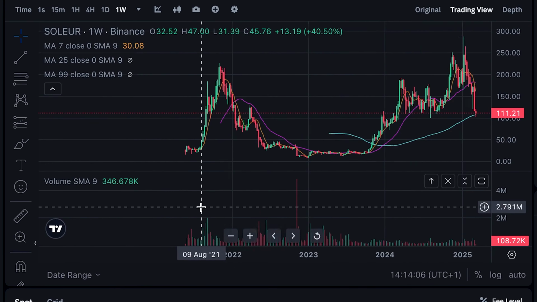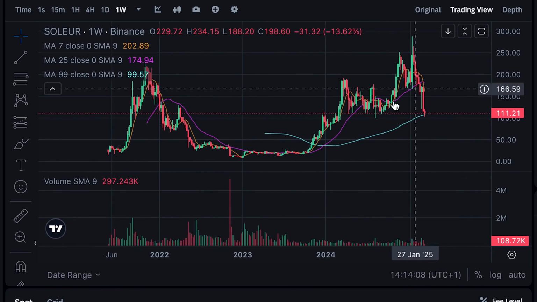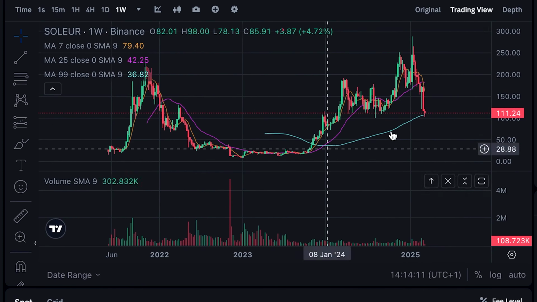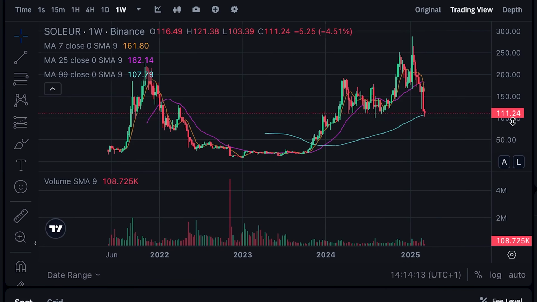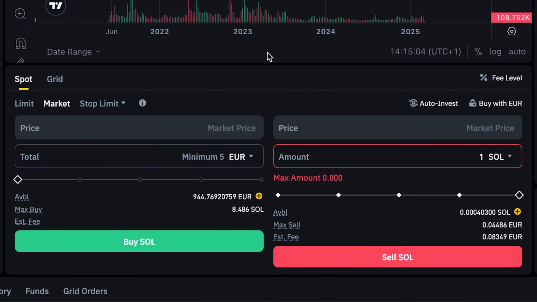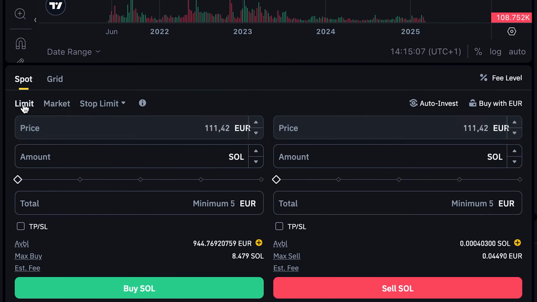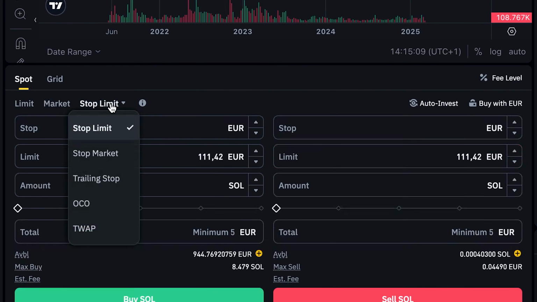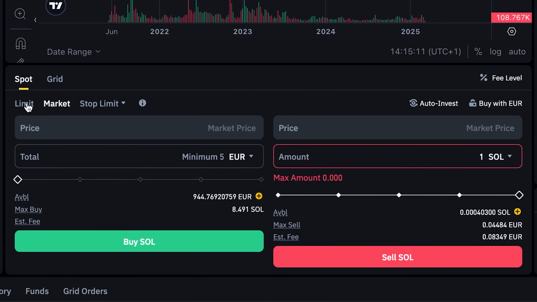So here we have a graph of the current situation of Solana. Its current price is 111 euros. So down here is where the magic happens. This is where you can buy and sell these coins. Now we have limit order, we've got market order, and a stop limit. So we're only going to focus on market and limit.